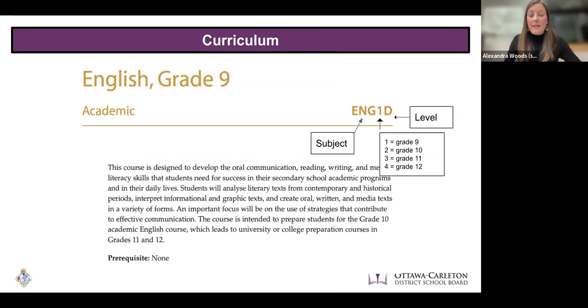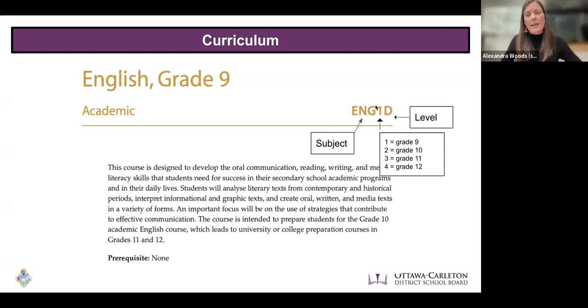The grade 9 English course is designed to support students to develop four overall areas: oral communication, reading, writing, and media literacy, preparing them for English at the grade 10, 11, and 12 levels. You'll notice that the grade 9 English course, like other courses, has a course code, which you can see on the right-hand side of the screen. The code consists of letters and numbers and can be found on your student's timetable.